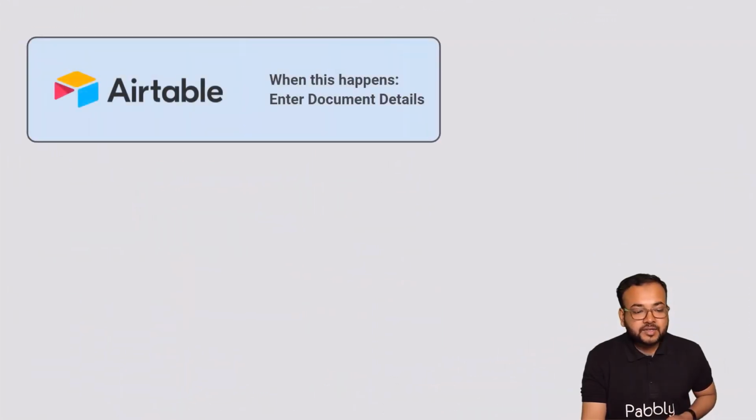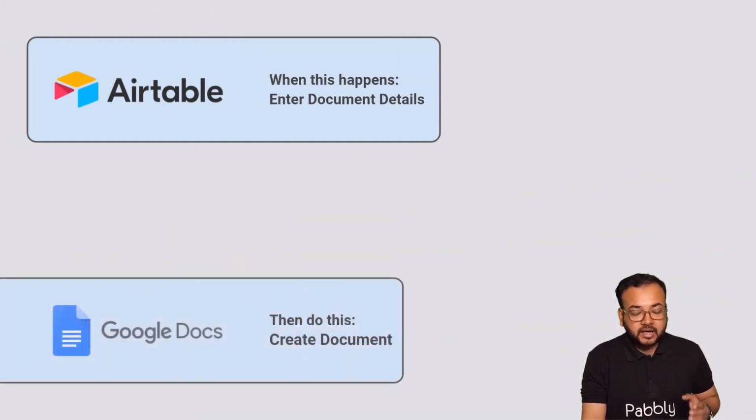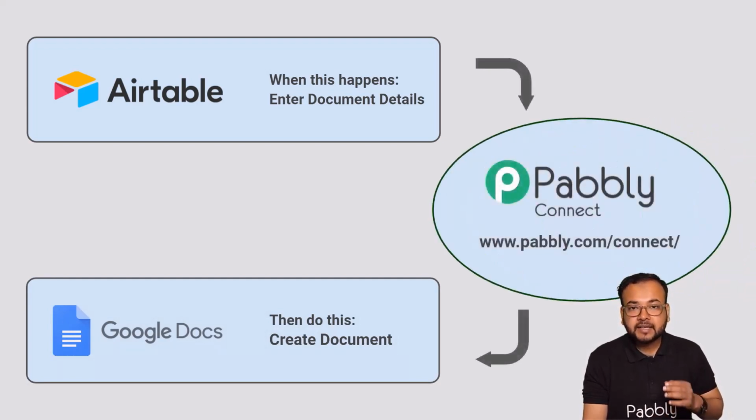So guys, the flow of this automation is going to look like this. As and when you enter the document details in Airtable, a new document will get automatically created out from Google Docs application. And to make this happen, we are using Pabbly Connect, which is an integration and automation tool. And guys, the best part is you will not require any coding skills or programming knowledge to set up this automation. So now let us set up this automation together.